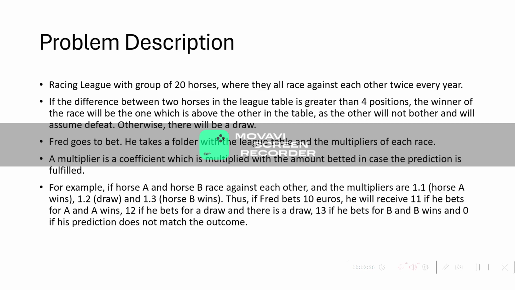Thus, if Fred bets 10 euros, then the multiplier of 1.1 when horse A wins will result in Fred receiving 11. If there is a draw, he will receive 12, and 13 if he bets on B and B wins. He will receive 0 if his prediction does not match the outcome.